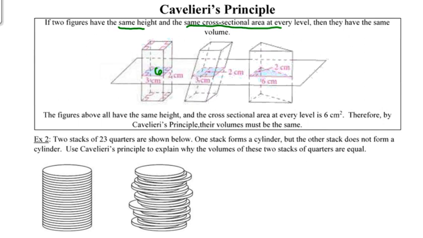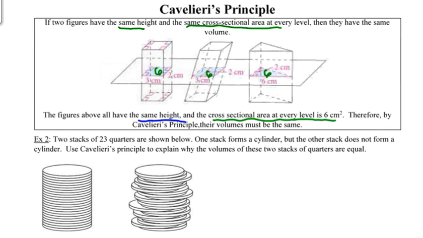They've got this parallelogram-shaped prism with an area of 6. And they've got this triangular prism whose base has an area of 6. So since the cross-sectional area at every level is 6 square centimeters, and they're telling us that they have the same height, Cavalieri's principle says their volumes also must be the same.